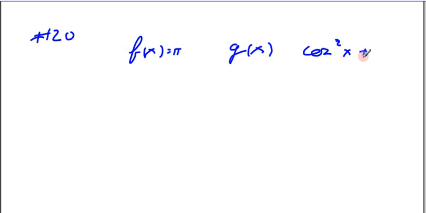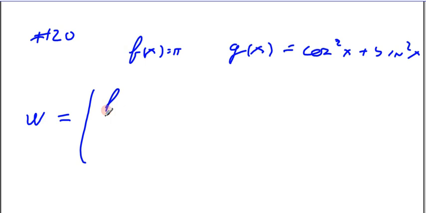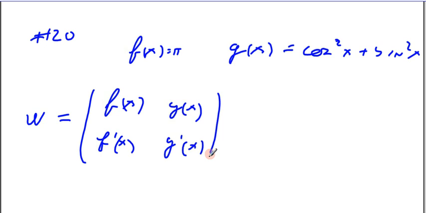f of x is pi, and g of x is cosine squared x plus sine squared x. And we want to know if these guys are linearly independent. Okay, so we're going to look at the Wronskian, f of x, f prime of x, and g of x, g prime of x, and look at that Wronskian. All right, and we're going to have pi and 0.